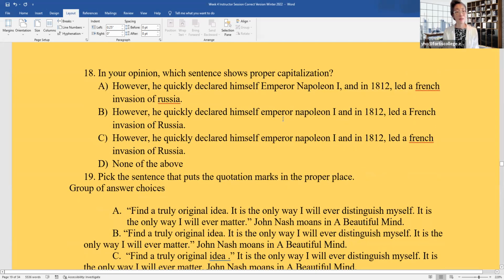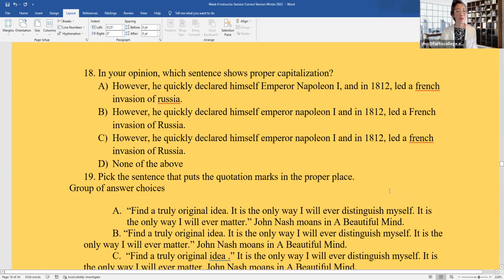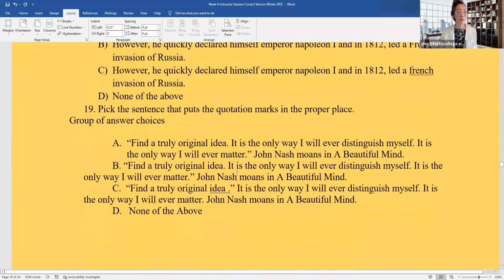Okay, which is correct? Which shows proper capitalization? None. None. Yeah, I was looking through it. You did it faster than me. None of the above. Yeah. Why? Because here French is not capitalized. Russia is not capitalized. This one, Emperor Napoleon I is not capitalized. Here, the same thing. Emperor Napoleon I is not capitalized. French is not capitalized. So the answer is none of the above.